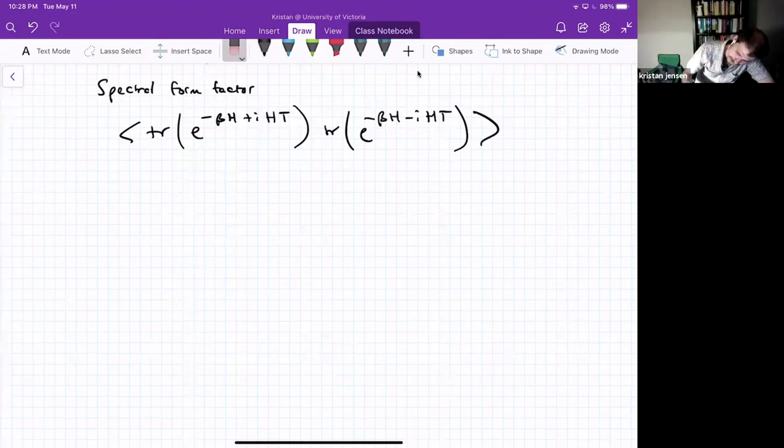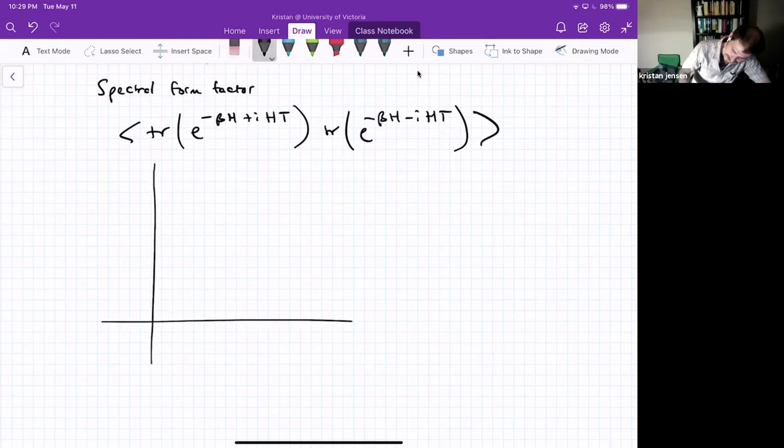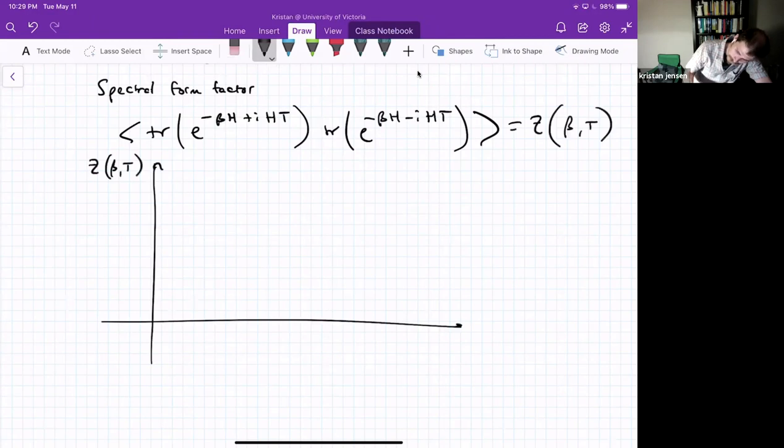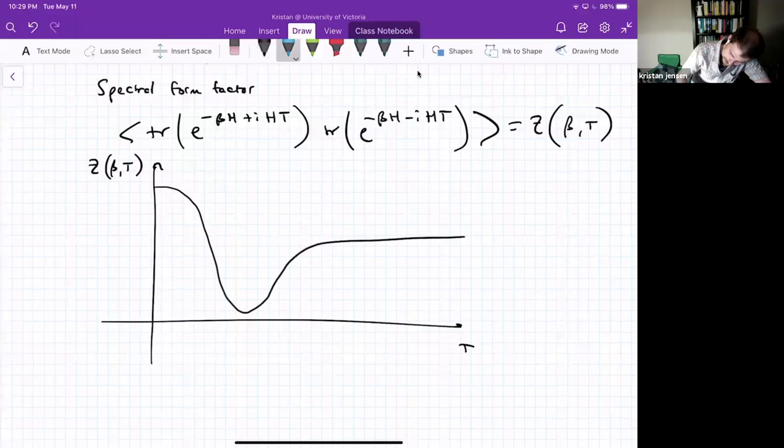Then if you plot this for a generic complicated Hamiltonian, there's a ton of references for this that we included in our papers. Let's call this thing Z of beta T. What you find is that it has some behavior on a log-log plot that looks something like, okay, well, that's not quite what you get. What you actually get is something like this.